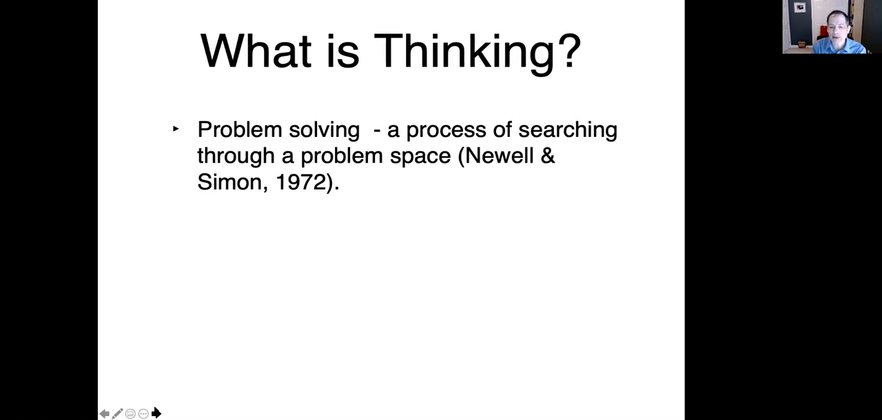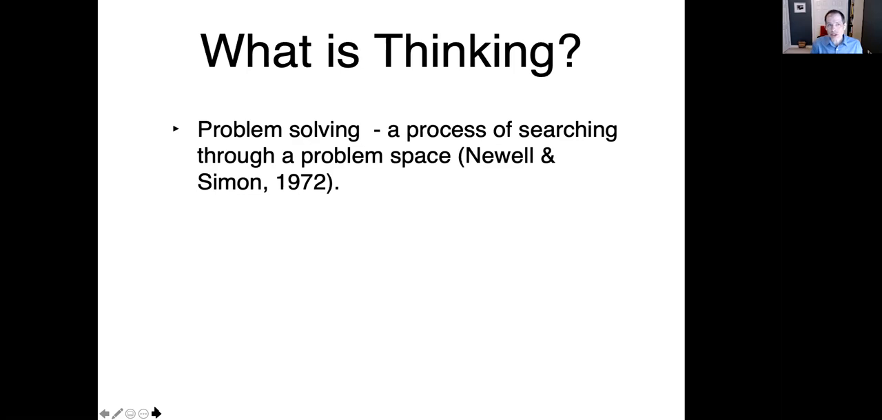So let's talk about problem solving. And this is a problem of searching through a problem space. We'll come back to this metaphor later. Newell and Simon defined problem solving and problem space in the early 1970s. So both of them were cognitive psychologists, cognitive scientists, but also pioneers in artificial intelligence. And one of the goals that both Newell and Simon had when understanding problem solving was to try to figure out how to design a computational system that would solve problems in the same way that humans do.